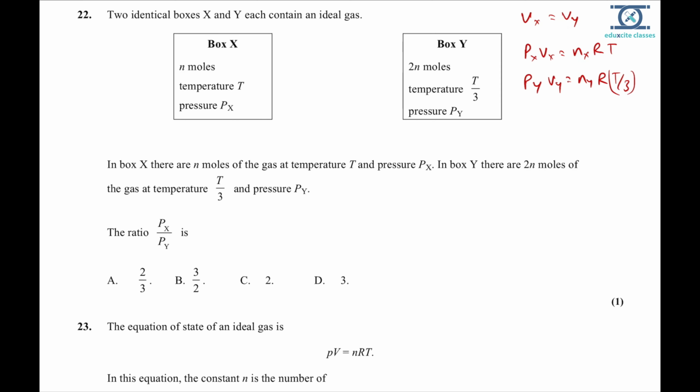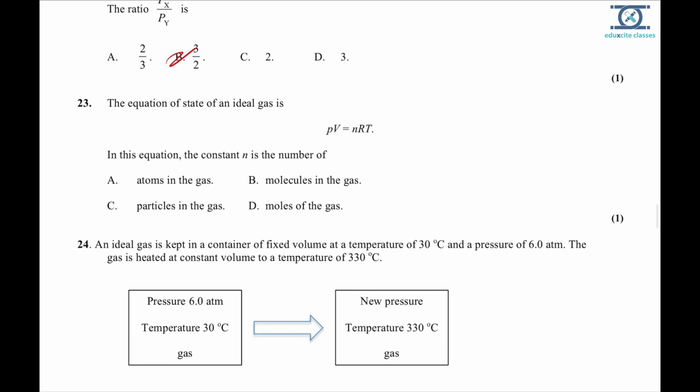Okay, and let us replace the value of n also. If this is n, then this is 2n, and Vx is equal to Vy. So taking the ratio, Vx and Vy cancel, n and n cancel, R and R cancel, 3 goes to the numerator, T and T cancel. So Px by Py, simple mathematics, is 3 by 2. Option B is the right answer.